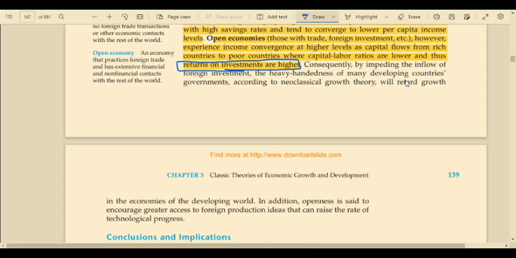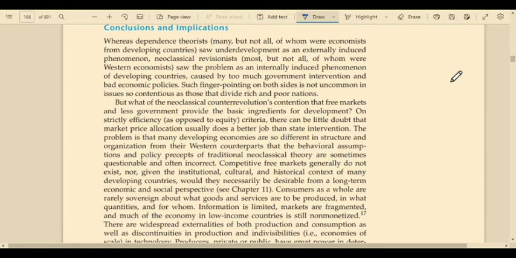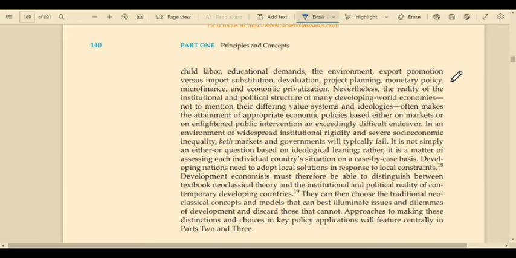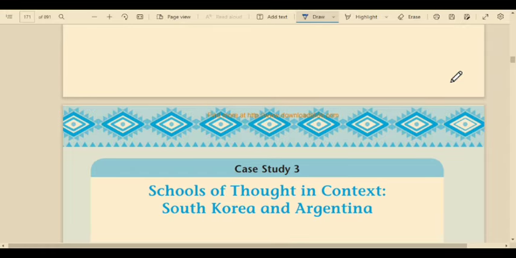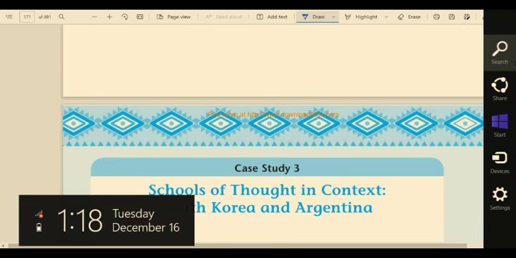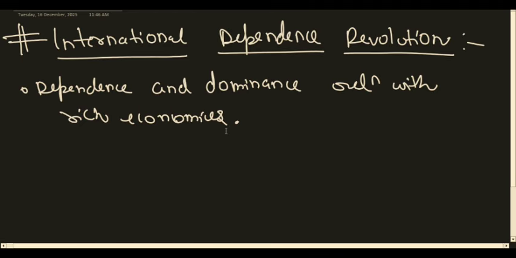So basically, openness is said to encourage greater access to foreign production ideas that can raise the rate of technological progress. So this was all about this. So we have completed unit number 2, 1 and 4. After this, we basically have some conclusions and implications. You can read them and form your own understanding about this. But this was all. So this completes our unit 2, unit 4 and unit 1.